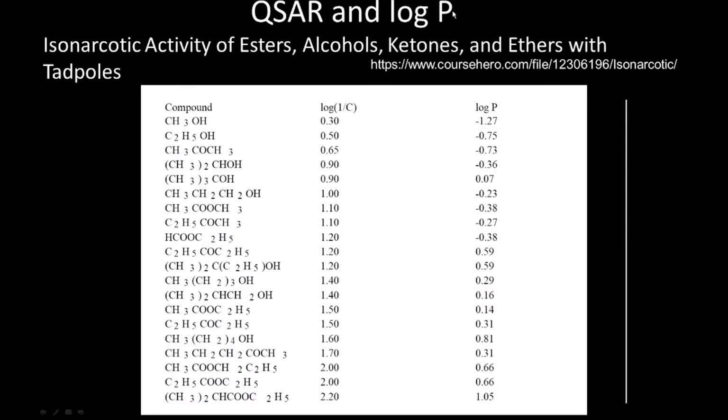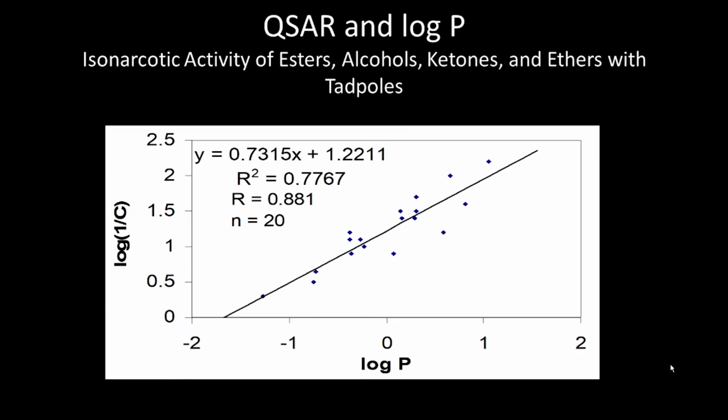QSAR and log P. Log P is very important. Aquatic activity of esters, alcohols, ketones, and ethers against tadpoles. Okay, this is taken from this reference. So as you can see, as the log P keeps changing, the activity also keeps changing, and these are the various substituent groups that come into the picture. CH3OH starting from that, and you keep on adding CH3, so it's becoming more hydrophobic. Activity also has become 1.05. So log P plays a very important role.